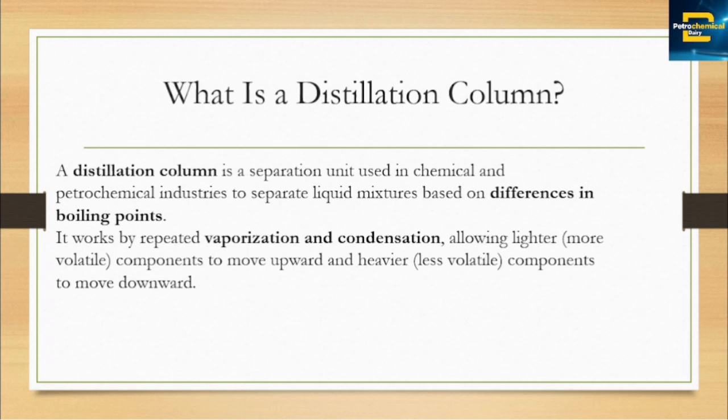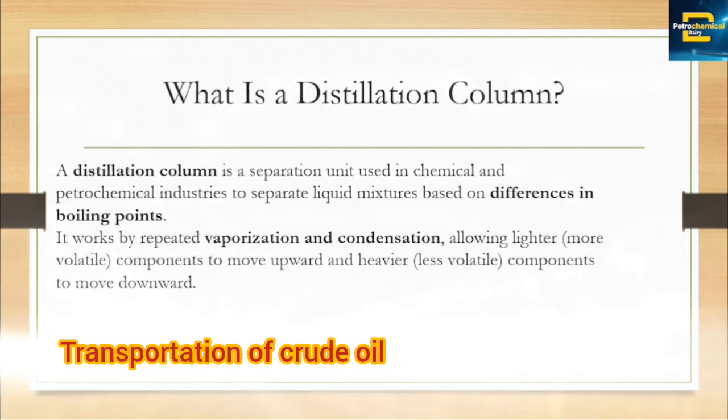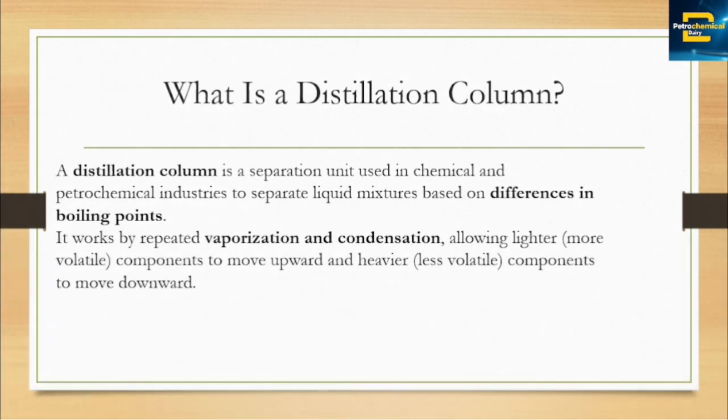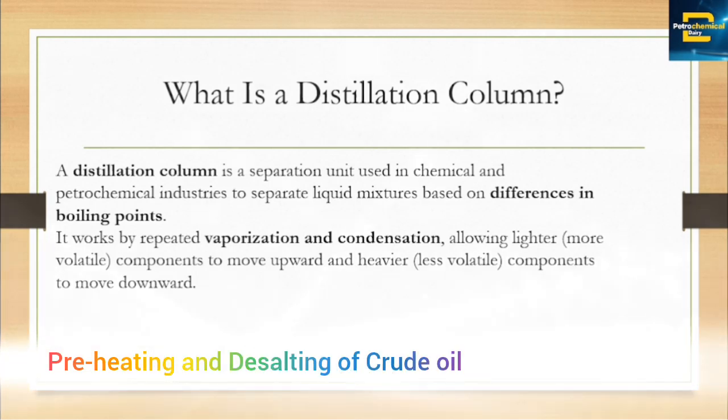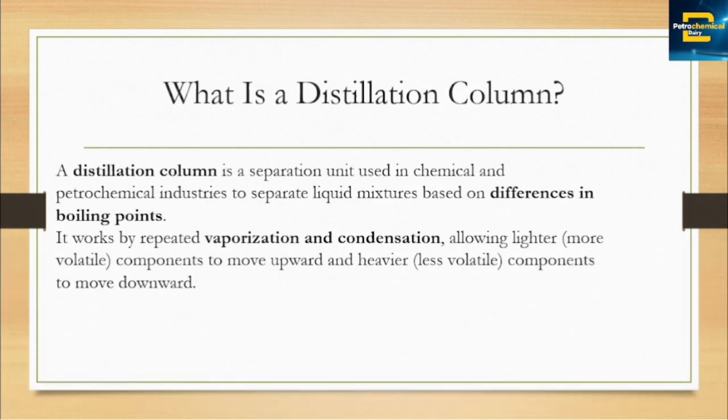Then after the pre-refinery stage, we have the transportation, where the crude oil is transported to the refinery by pipeline, tanker ship, or even trucks or trains. After the transportation, the first stage when it gets to the refinery is called preheating and desalting at the refinery.